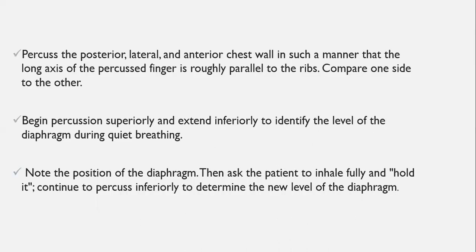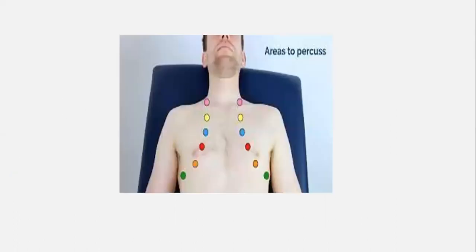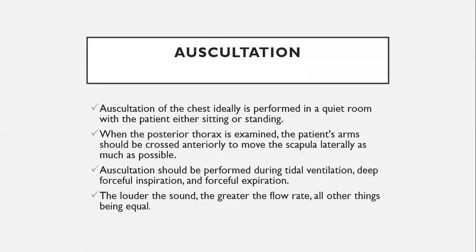Begin percussion superiorly and extend inferiorly to identify the level of the diaphragm during quiet breathing. Note the position of the diaphragm and ask the patient to inhale fully and hold the breath. Continue to percuss inferiorly and determine the new level of the diaphragm. This is the whole procedure of percussion.